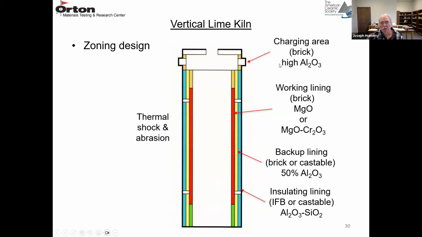So the top here is usually a high alumina brick. That's where the material is charged into this furnace. Then the working lining is either MgO or MgO chrome. Lime is a basic material, so it's very compatible with basic refractories like MgO and MgO-Cr2O3. The backup lining is some type of high alumina. It may be a brick or a castable. And then there's another backup lining, which is an insulating lining. So this backup lining is really the safety lining. And the insulating lining is an IFB or a castable, maybe an alumina silica material.